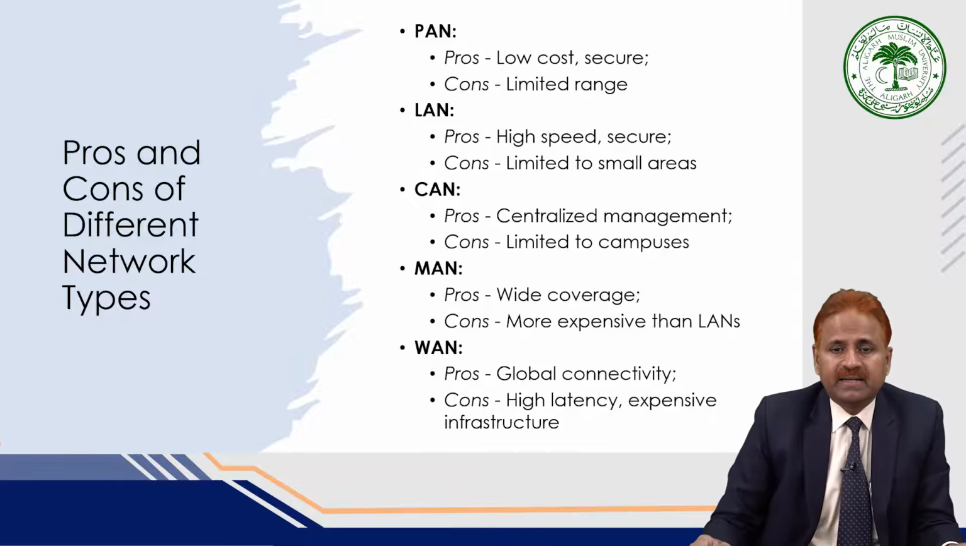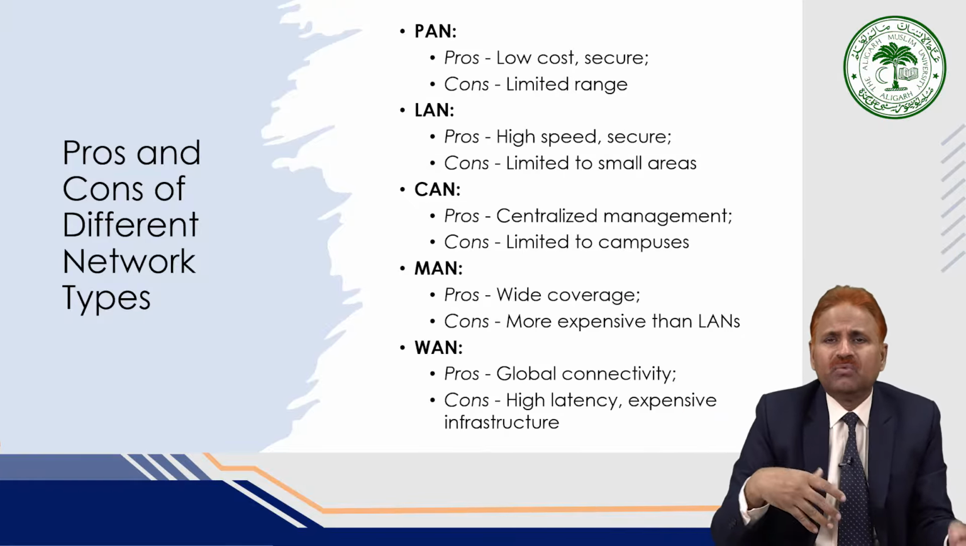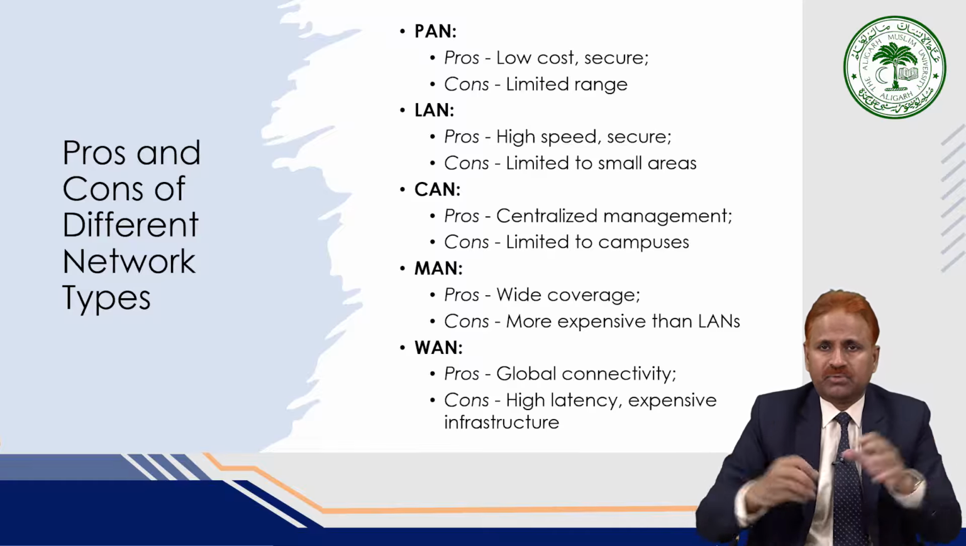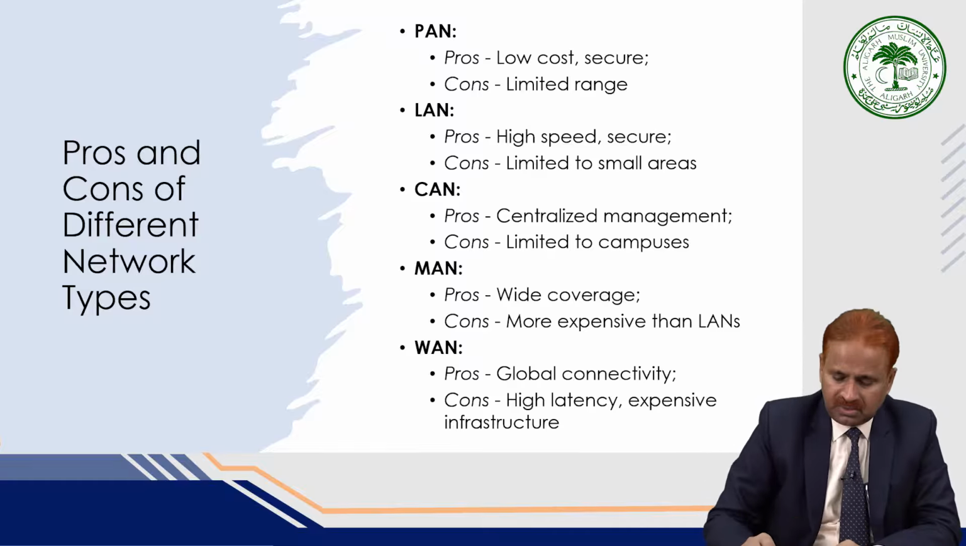In the case of a WAN, it allows global connectivity and you can communicate with any person in any part of the globe. These are the pros, while the cons are high latency and expensive infrastructure. In a wide area network, you will need the services of ISPs, which incurs some cost, where multiple types of networks are interconnected with each other.